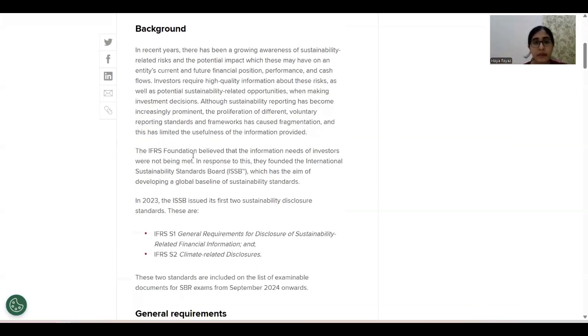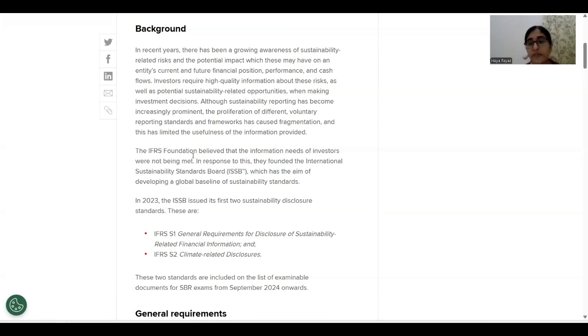In recent years, there has been a growing awareness of sustainability-related risk and the potential impact it has on financial statements. Increasing voluntary reporting has caused fragmentation, and this has limited the usefulness of the information provided. Basically, there are different frameworks.